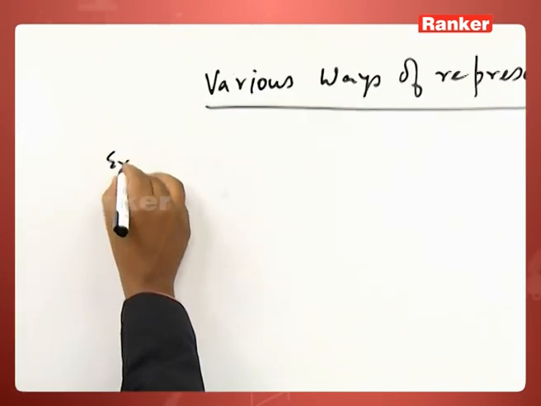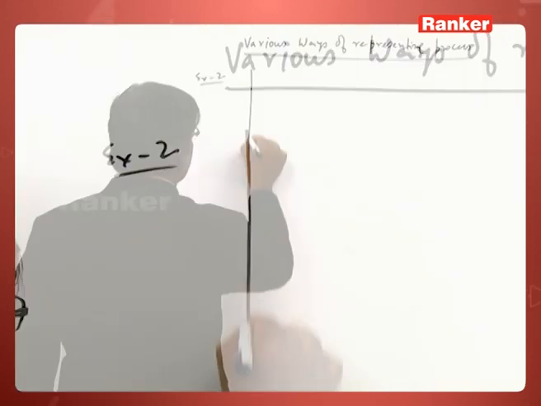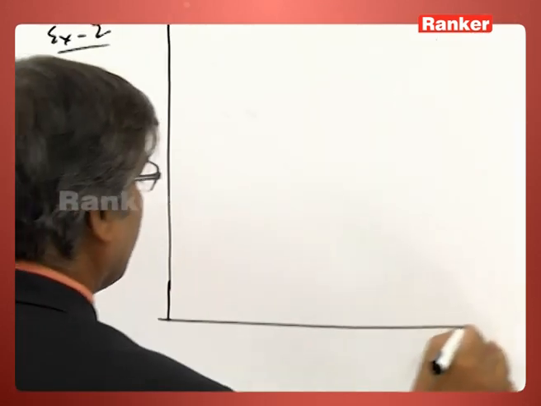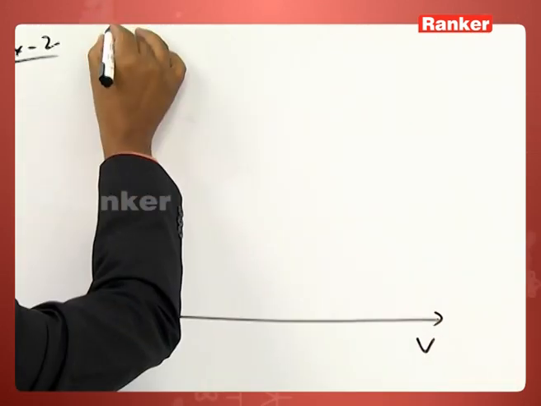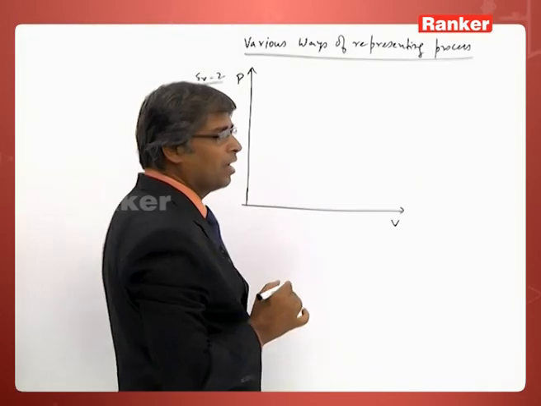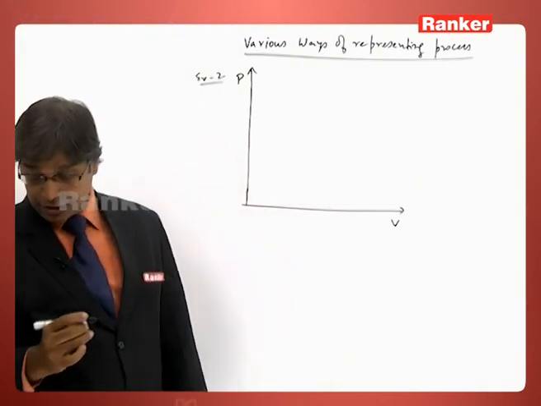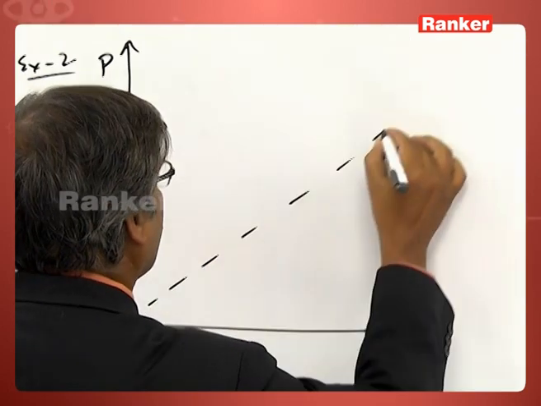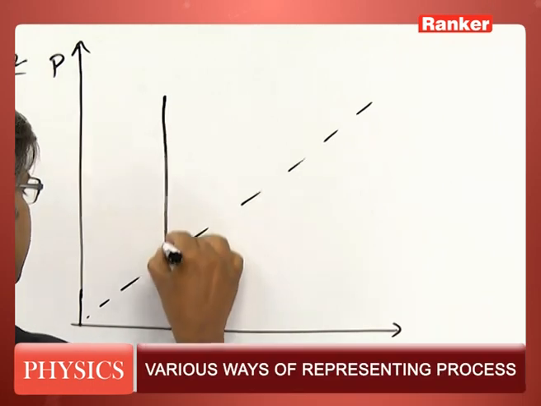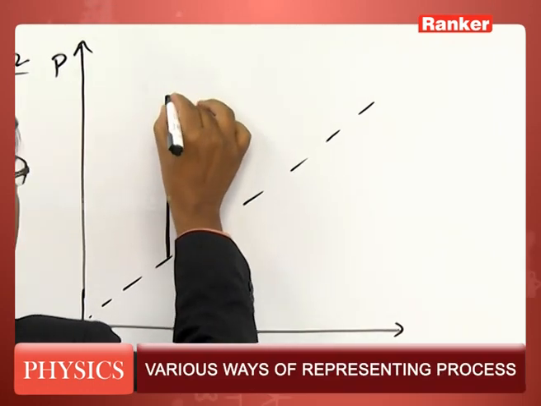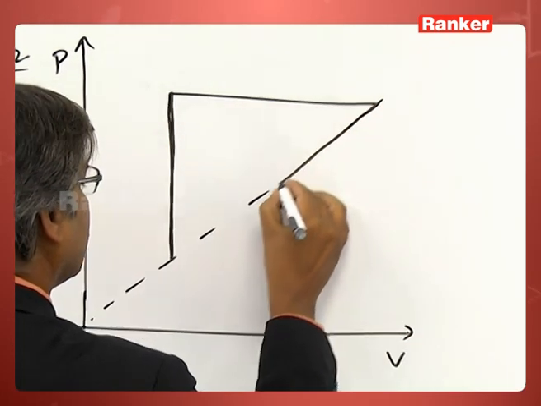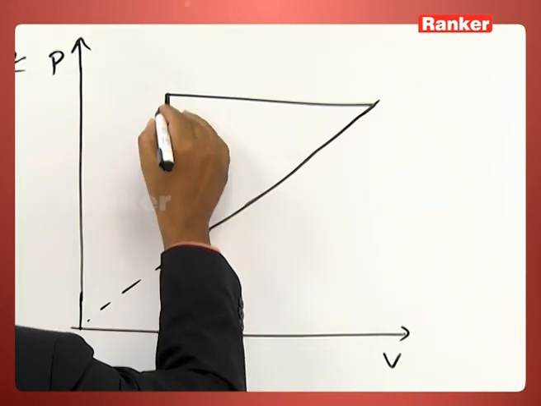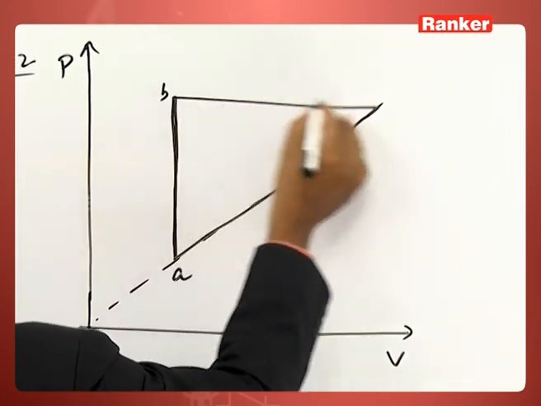So example 2, let us take. I have a PV diagram now here. First I took a VT diagram, now it is a PV diagram. And you see here, I have a process like this in this PV diagram, and this is A, I am going towards B, then C.